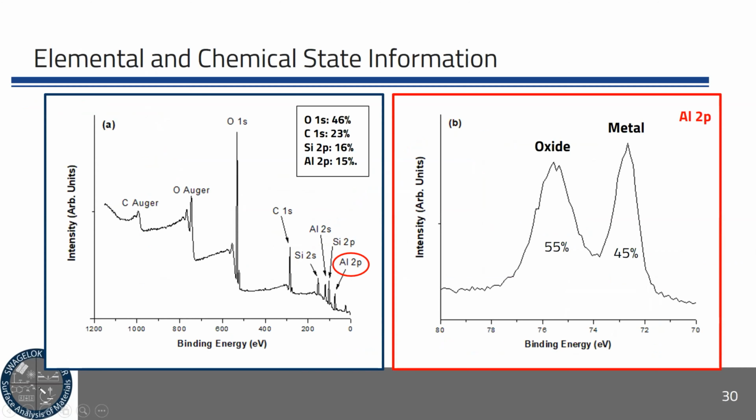So for those who haven't come across XPS yet, on the left, we have the example of what an XPS survey spectrum looks like. It's a plot of intensity versus the binding energy, where we're scanning a wide energy range. And we can determine what elements are present and quantify those elements. So we have oxygen, carbon, silicon, aluminum detected for this sample. And if you wanted to zoom in and look at the chemical state of aluminum that were present, we do a high resolution scan. On the right, you see that the aluminum consists of metal and oxide forms, and we can quantify those as well.